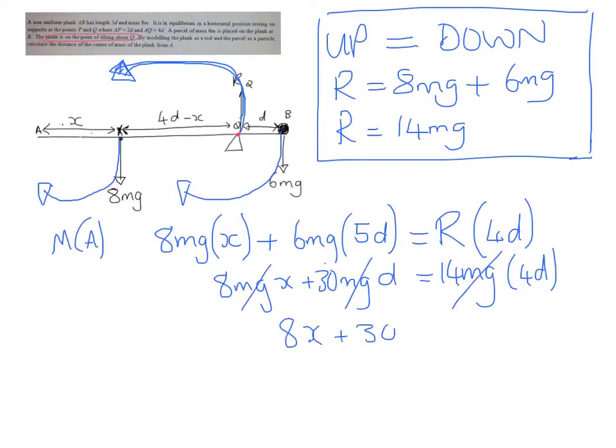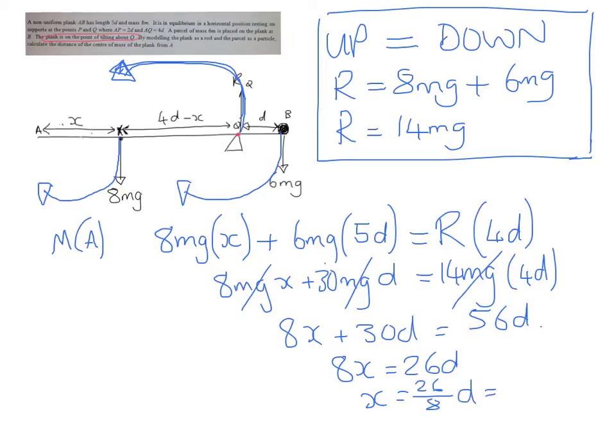8x plus 30d equals 56d. Is that 4 times? Yes. So 8x equals 26d, so x equals 26 over 8d, which is 13 over 4d metres. And that's the distance of the centre of mass from A. But you could have taken moments about any point. It would have worked regardless of which point you've chosen to take moments about.